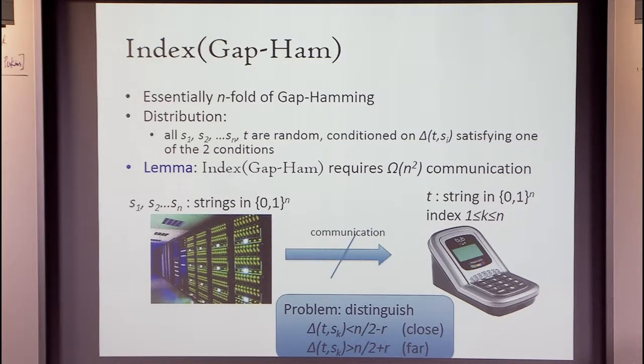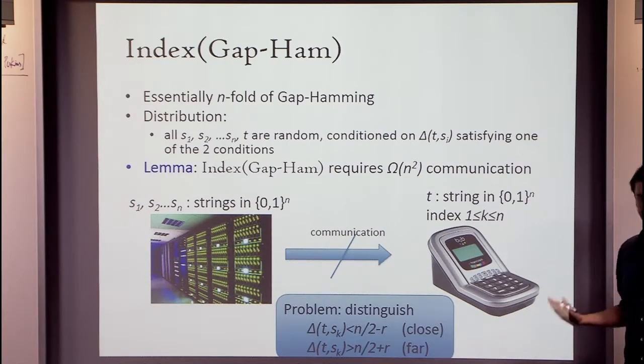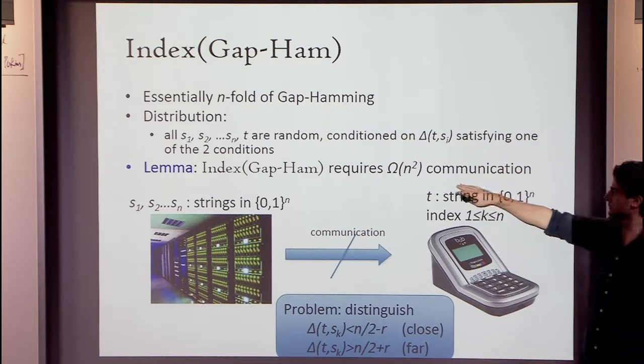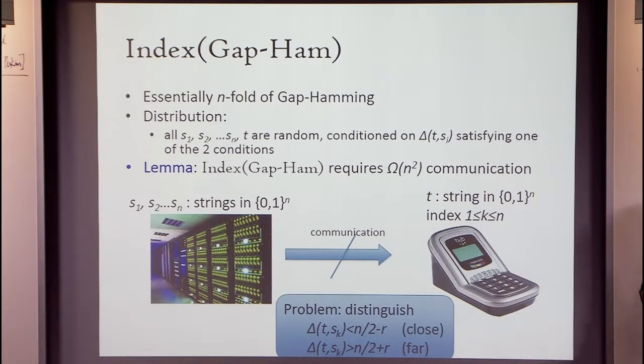I'm not going to go into details of how to prove such an n squared communication lower bound, but think about this as combining two problems which are very fundamental in communication complexity. One is the indexing problem, which essentially requires full communication, and the other is gap Hamming, which also requires full communication. It shouldn't be surprising that their combination requires n squared communication.